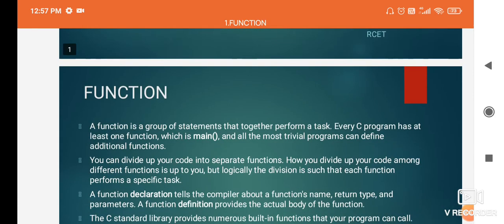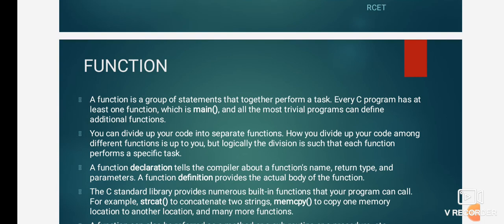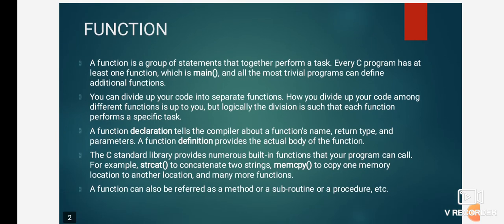Functions. A function is a group of statements that together perform a task. Every C program has at least one function, which is the main function, and even the most trivial programs can define additional functions. A function declaration tells the compiler about a function's name, return type and parameters. So these are the three major parts of a function.